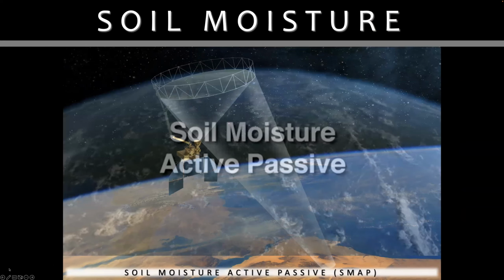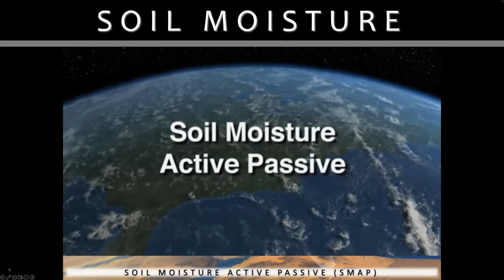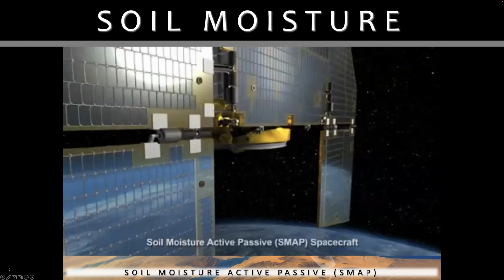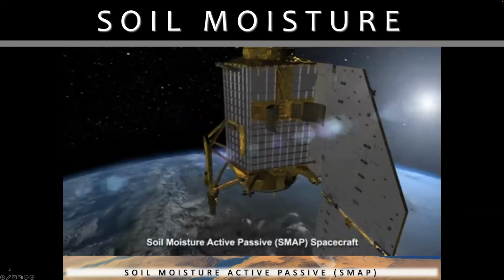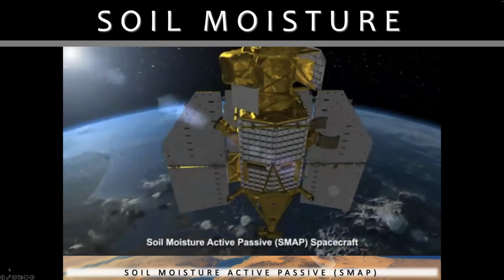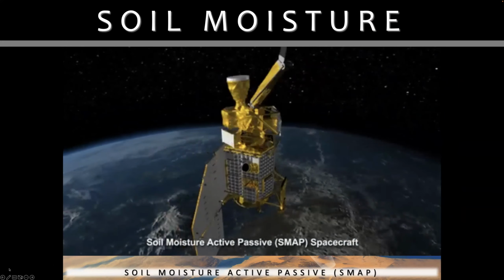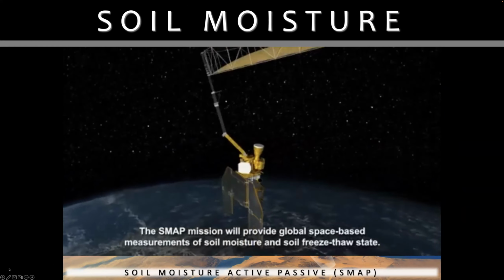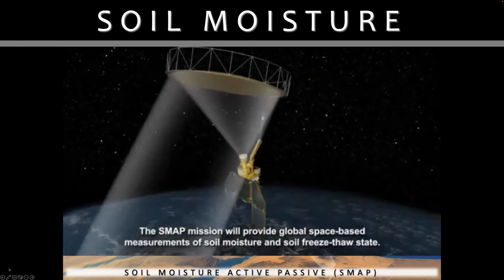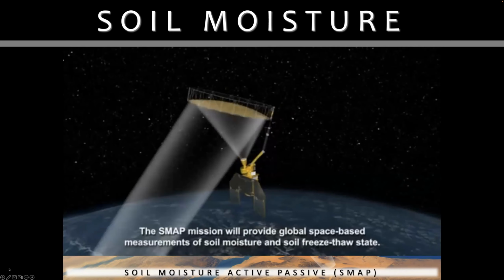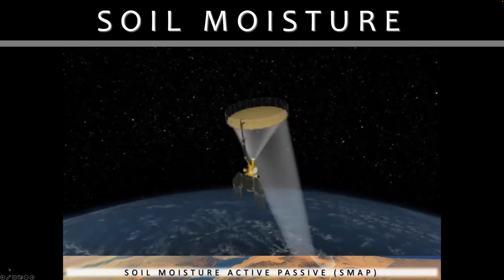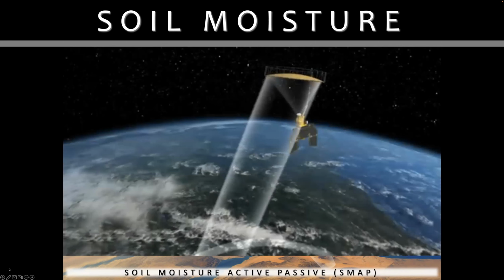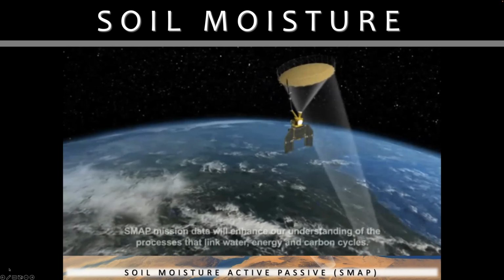SMAP is the Soil Moisture Active Passive mission. It had an active radar and a passive radiometer. The active radar basically sent a radar pulse down from the satellite into the mud or into the dirt and it bounced back, and it told you how wet the soil was. The radar doesn't work anymore, but the radiometer still works, and it measures the microwave emission and gives you the soil moisture, which is quite useful for ecosystem dynamics.